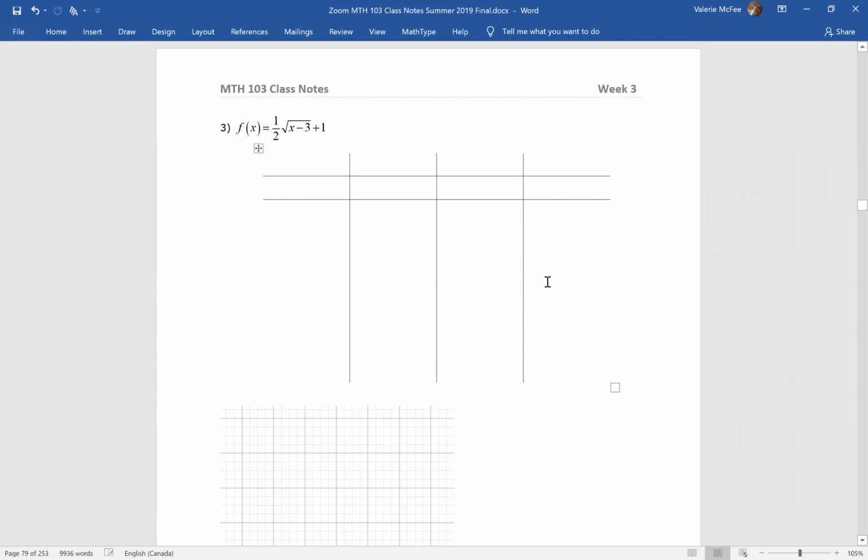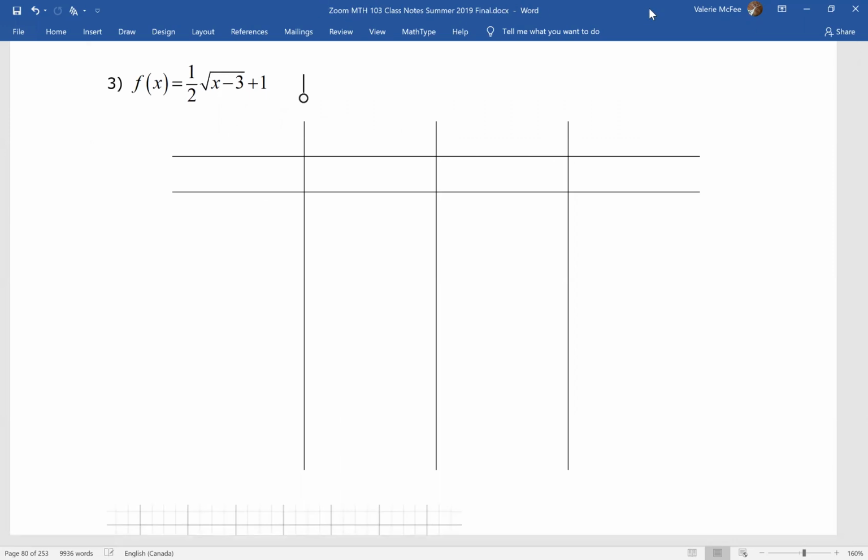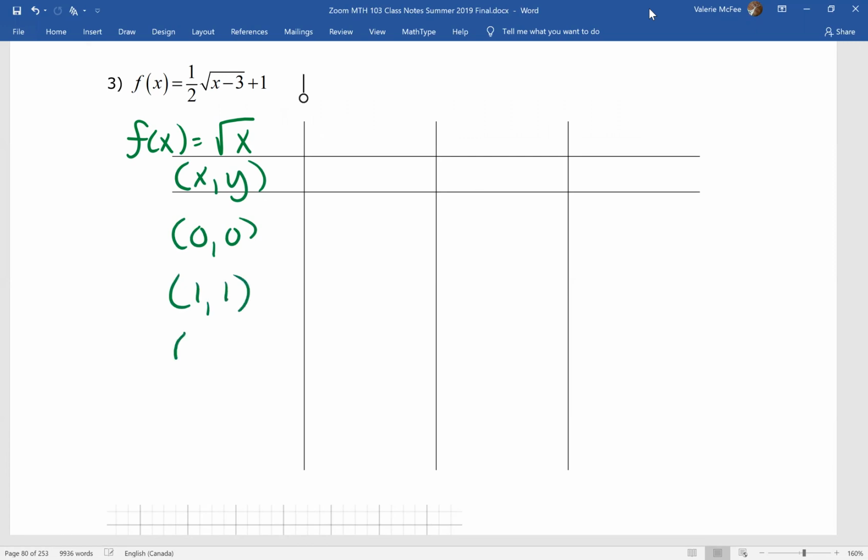So again, why don't you pause the video, see if you can do this one. Remember, you're going to start with your basic function, and then next, any stretches or compressions. The basic function is, of course, our square root function. This is giving us our x and y values, and you've memorized those key points.